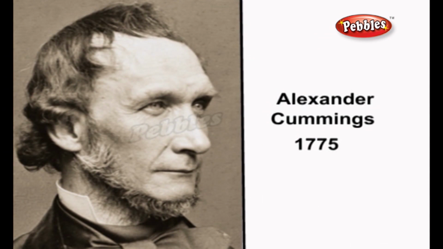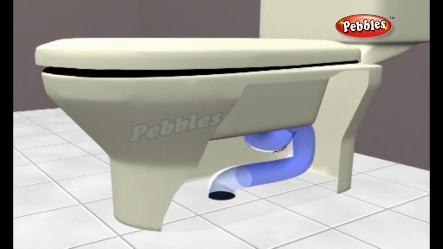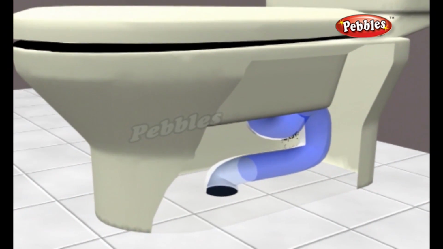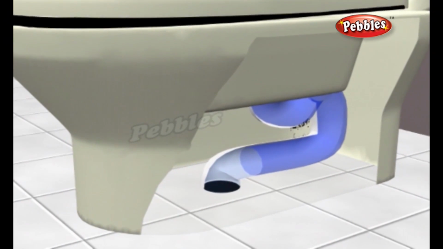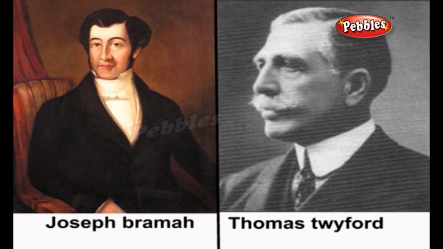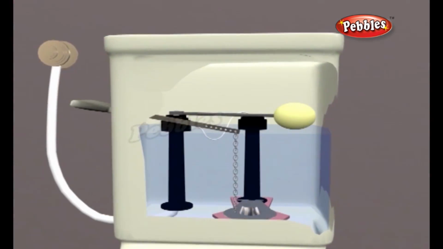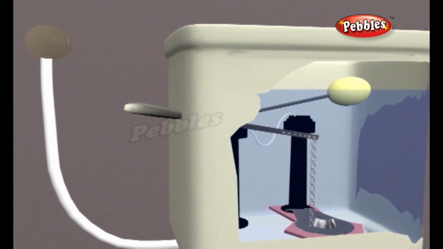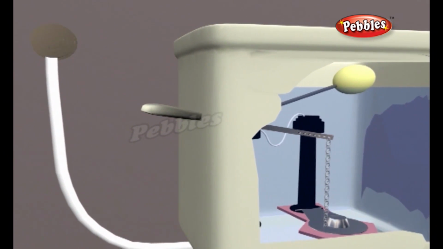In 1775, Alexander Cummings invented the S-trap, which is still used today. That used standing water to seal the outlet of the bowl, preventing the escape of foul air from the sewer. Later, plumbers Joseph Brummer and Thomas Twyford further developed the technology with improvements such as the float and valve system.